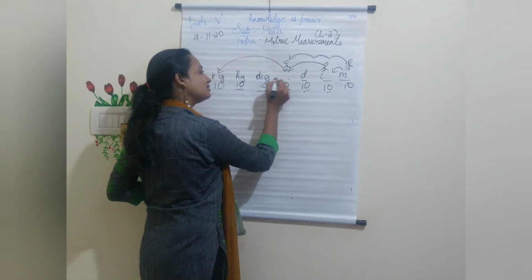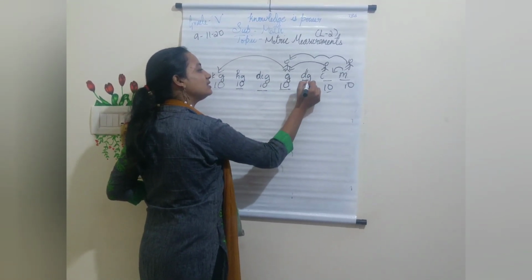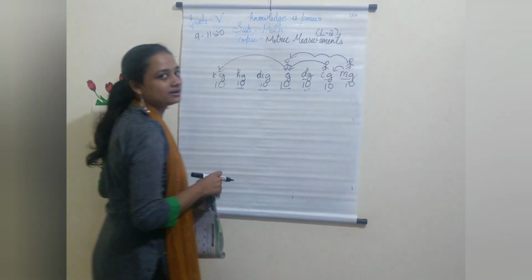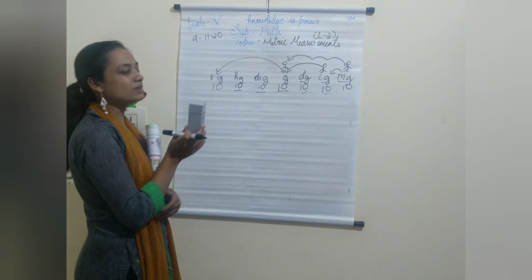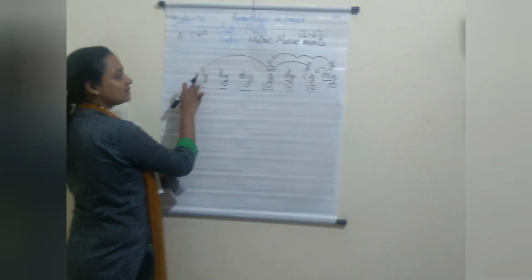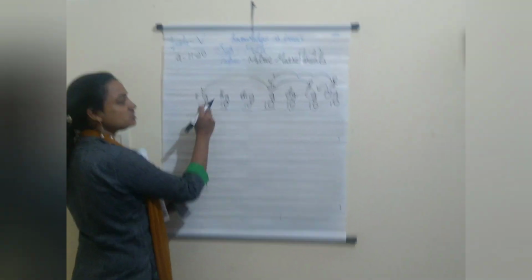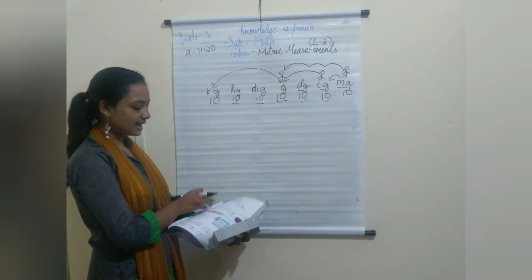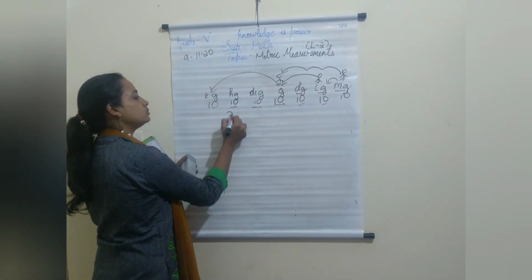So only the letter changes, children. All other parts remain the same. How you multiply and divide, everything will be the same, but you will be doing it in kgs and grams form. So let's go for exercise 2.2.